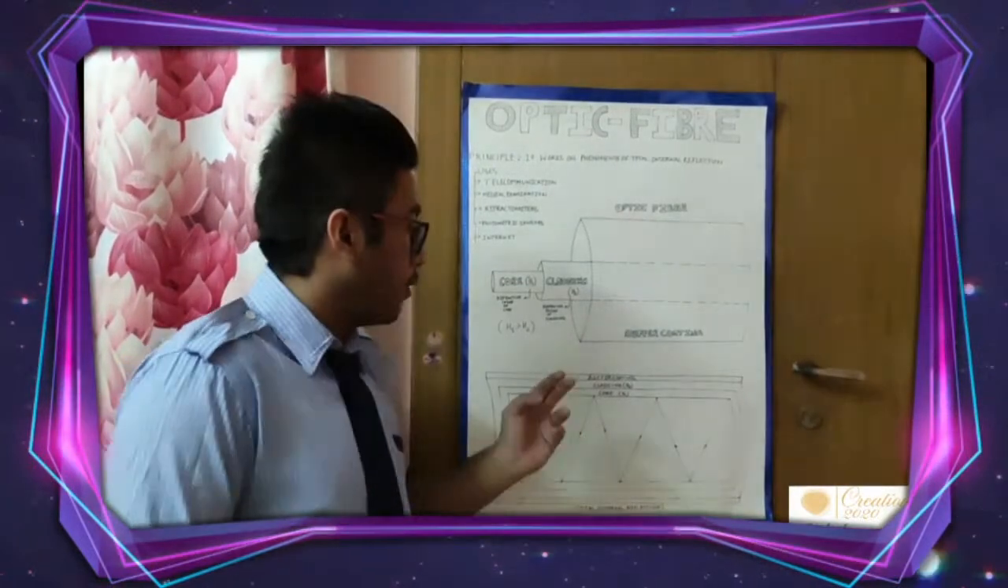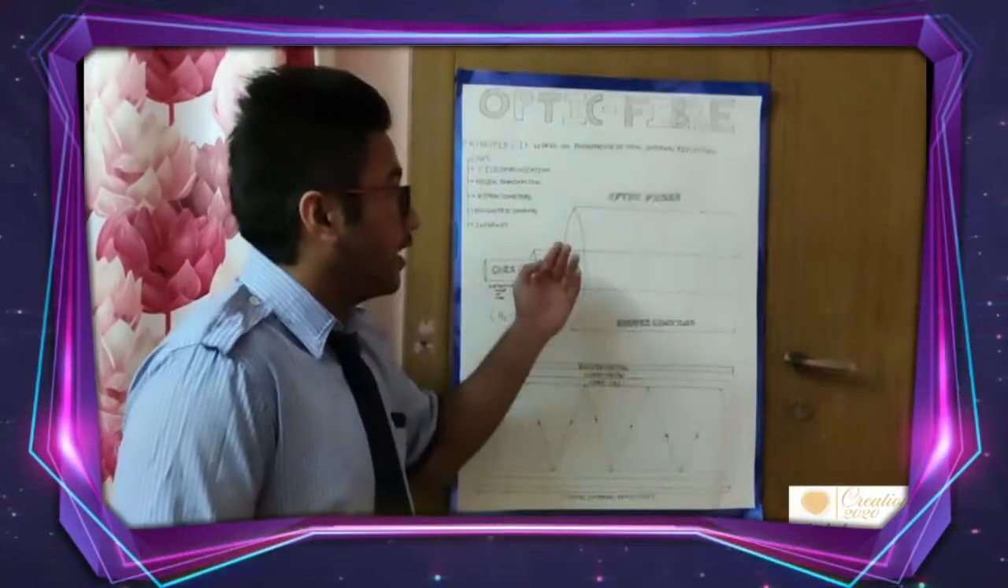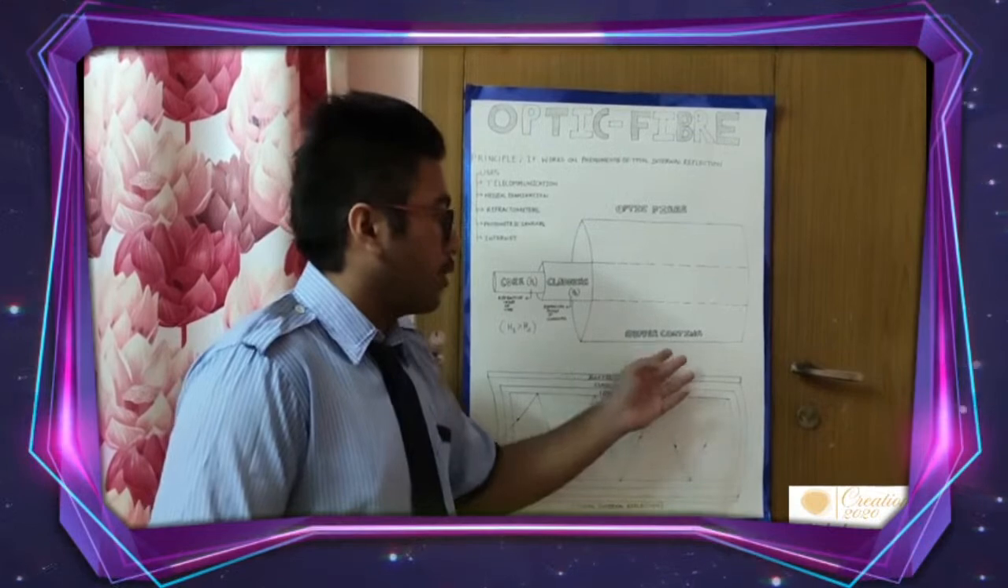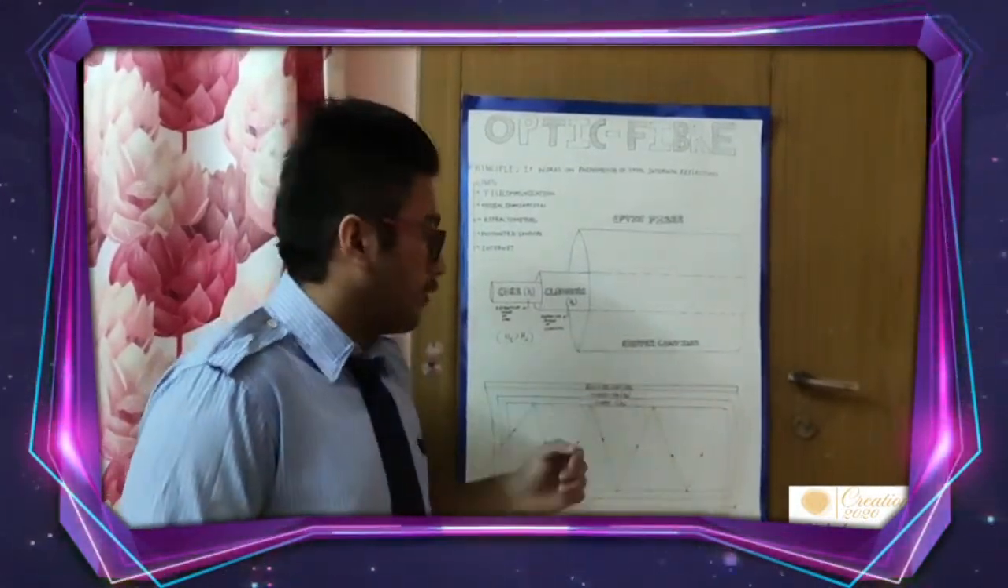A very important point to note here is that μ1 is greater than μ2, which will help total internal reflection to be performed. Further, the optical fiber is covered with a buffer coating which acts like a jacket or insulation and a protective layer to the optical fiber.